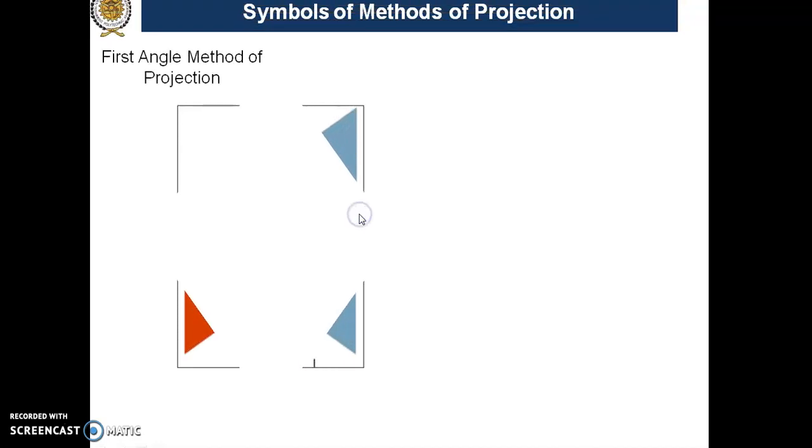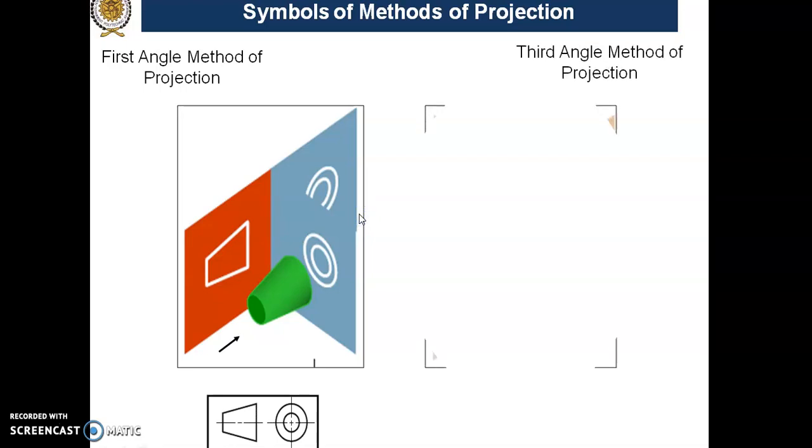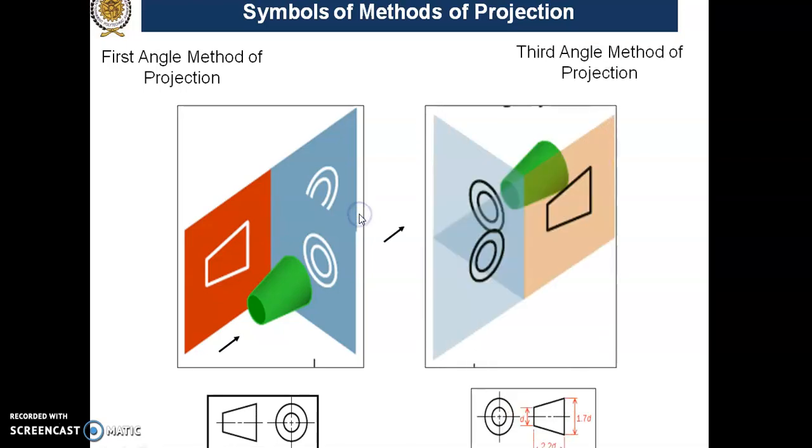As far as the symbols are concerned, here you can see that this is the symbol for first angle method of projection, and here it is the symbol for third angle method of projection. So in this way you can draw the symbols also.